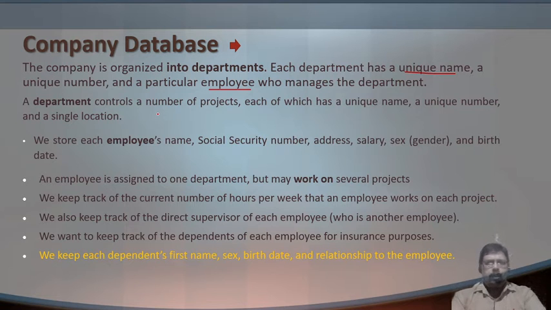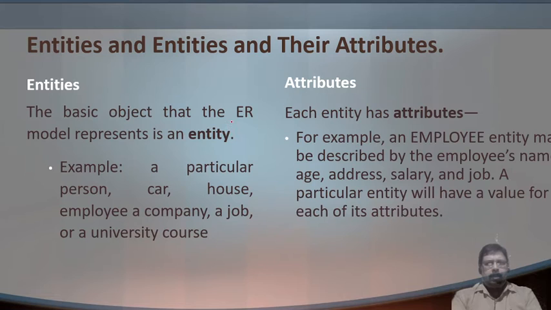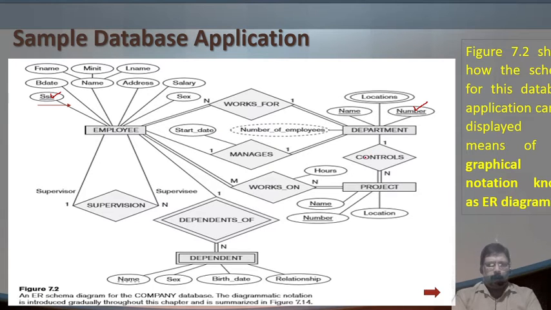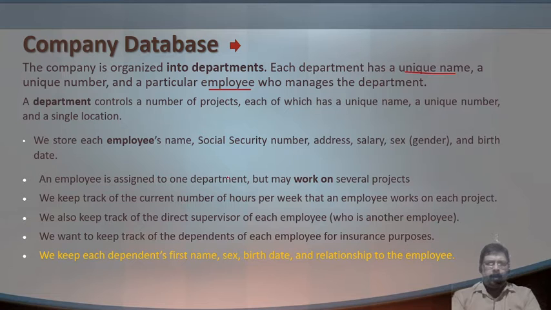If you get a question on this company database, you have to draw this diagram, and these points you have to mention. The company department manages different projects, so that we define by controls, and the department number in the department table is linked with the department number in the project table. Then social security number, address, salary, sex, birth date.